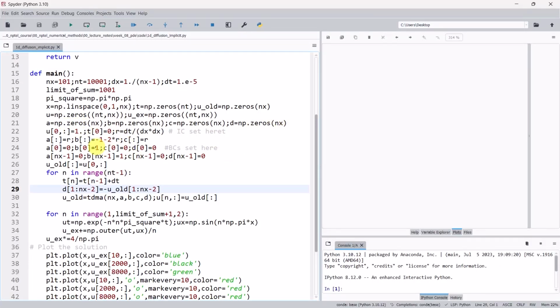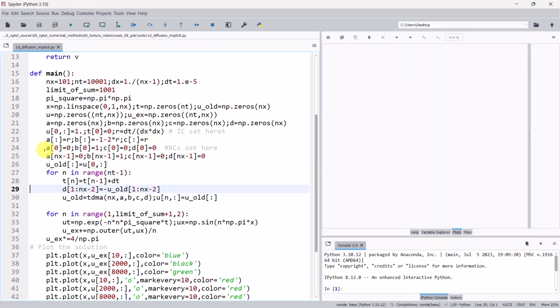Now, in this case, for r equals dt divided by dx, because I am taking alpha equals 1, this is del u del t equals del 2u del x2. So this is a non-dimensional equation I am solving. Alpha is 1, so r is delta t divided by delta x squared, and that gives a equals r, b equals minus 1 minus 2r, and c equals r.